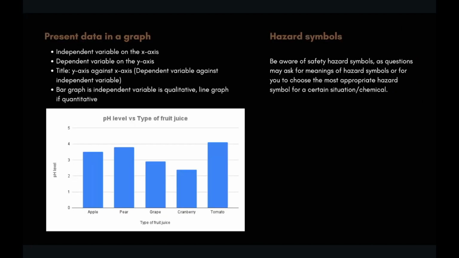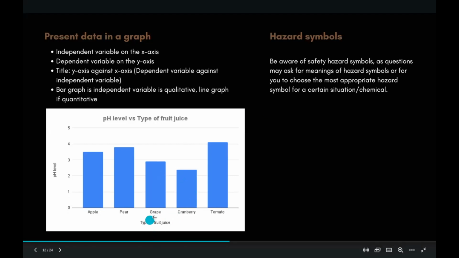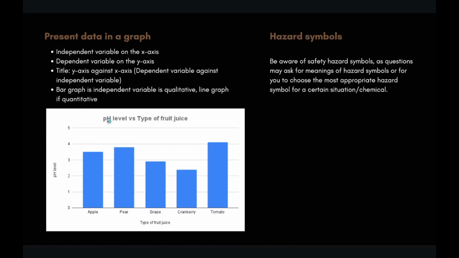And then presenting data on a graph, independent variable on the x-axis, dependent variable on the y-axis. You have to have a title, y-axis against x-axis. And whether you make a bar graph or a line graph depends on what the independent variable is. If the independent variable is qualitative, you create a bar graph. If it's quantitative, you create a line graph. E-assessment usually will mention these things in the question itself. They'll mention, please label the axes, include a title, but it's good for you to know as well.